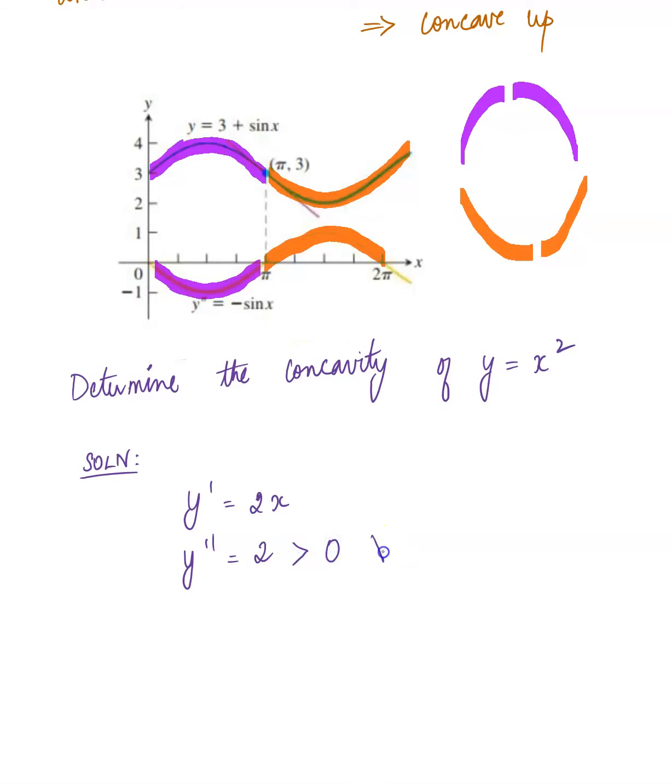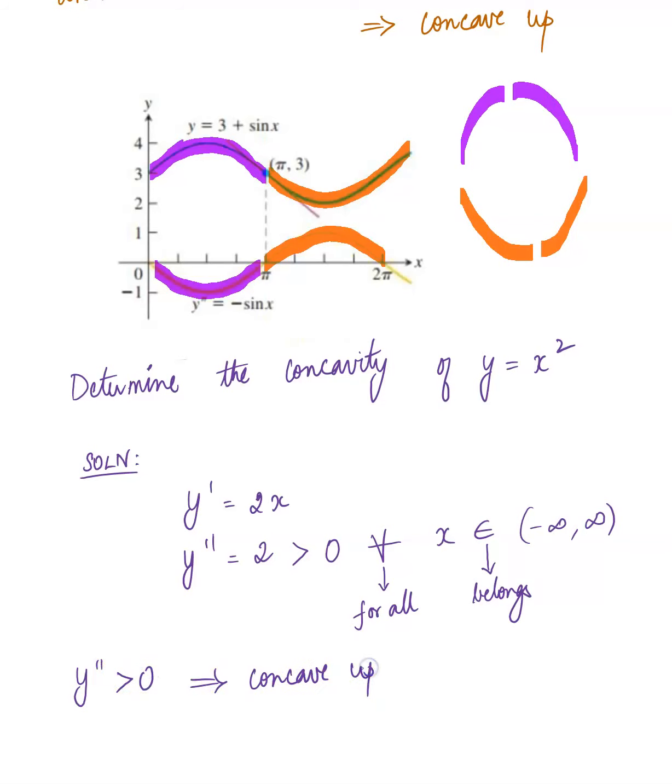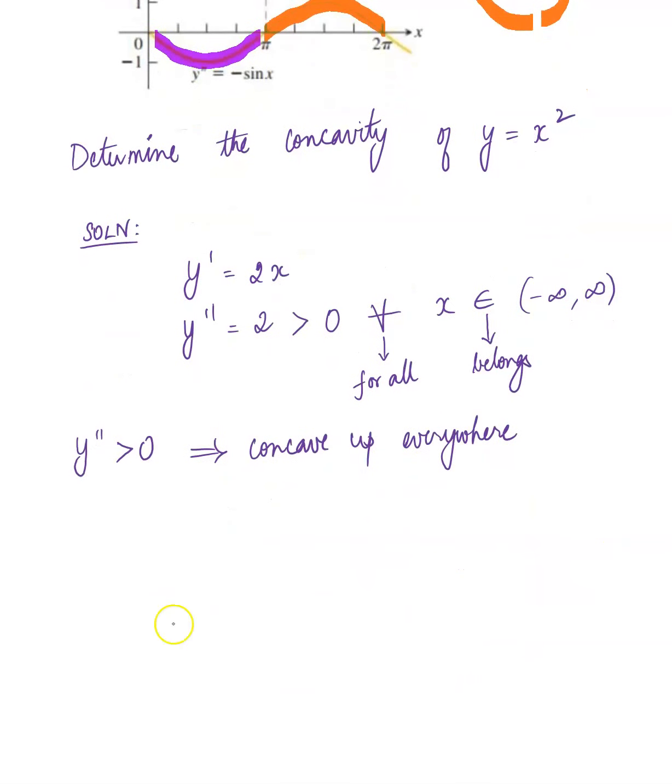And this is true for all, remember that symbol, for all x that belongs to the entire domain, right? No matter what your x is, for all x's, y double prime is positive. If y double prime is positive, it implies that it's concave up. Concave up where? Concave up everywhere. So what does it mean? That means when you draw the graph, your graph will always be pointing up. Put that in.